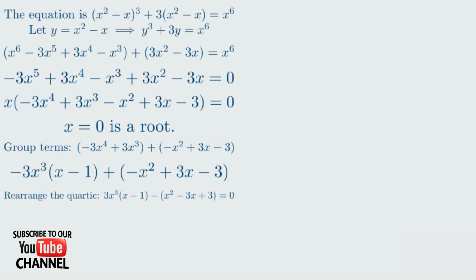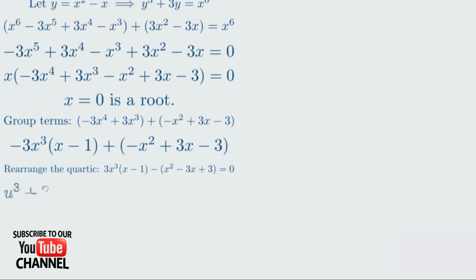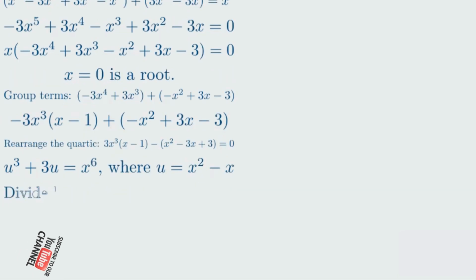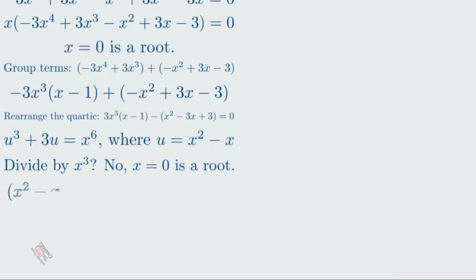Let's rewrite it in terms of u again. We had u cubed plus 3u equals x to the sixth. This was the correct simplification. Let's divide the original equation by x cubed. No, we can't do that if x might be 0. This means the expression must be 0. So, let's solve x squared minus x plus 3, x squared minus x equals 0.